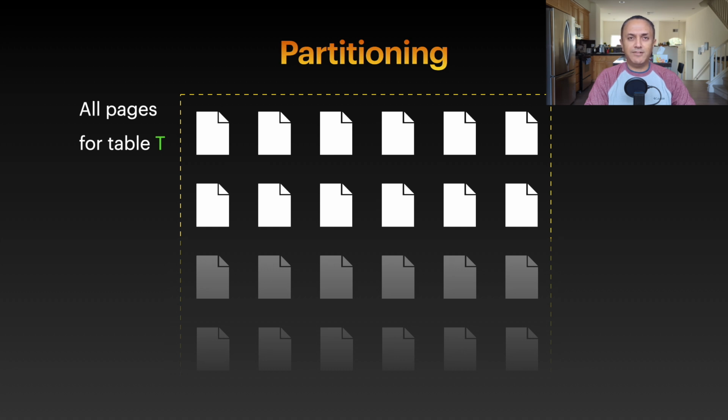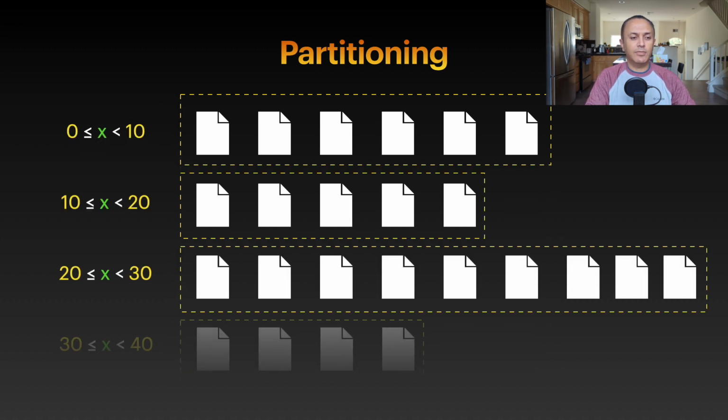The idea is, instead of looking at this table as one big thing, we can split it into multiple smaller tables based on, in this case, the value of the attribute x that we're looking for. So basically we say, okay, all the tuples that have x between 0 and 10 are going to be in one partition, x between 10 and 20 are going to be in the second partition, and so on. So now it's basically like we're dealing with a bunch of smaller tables, right?